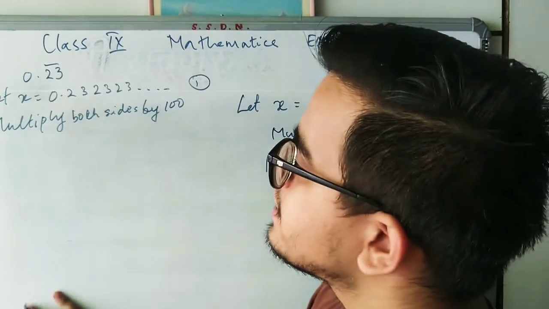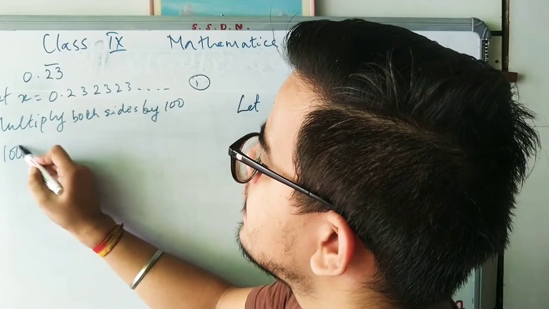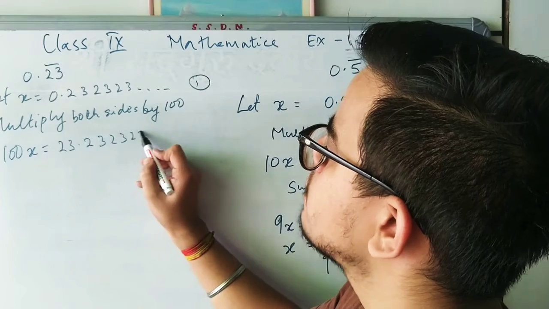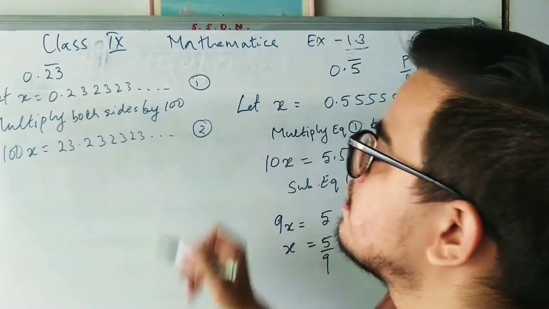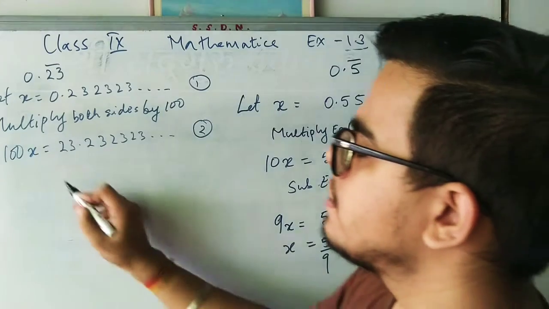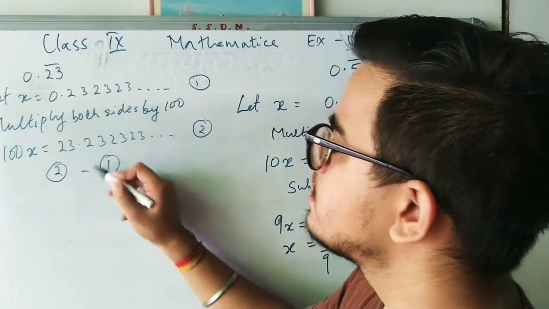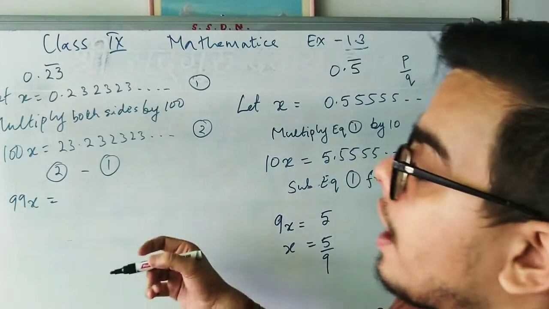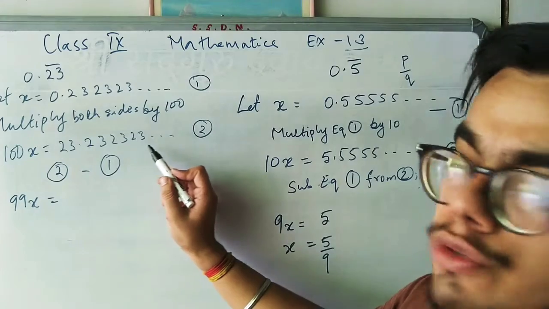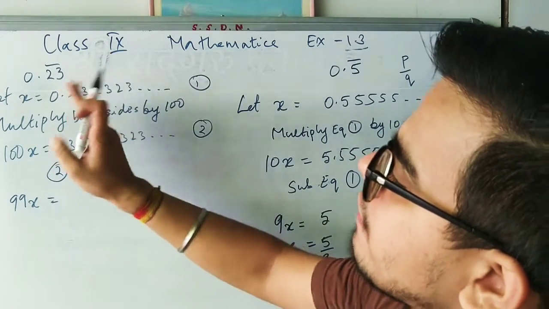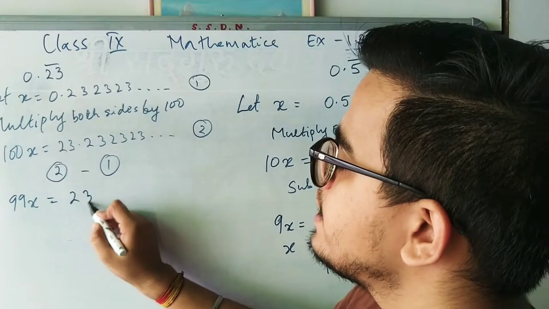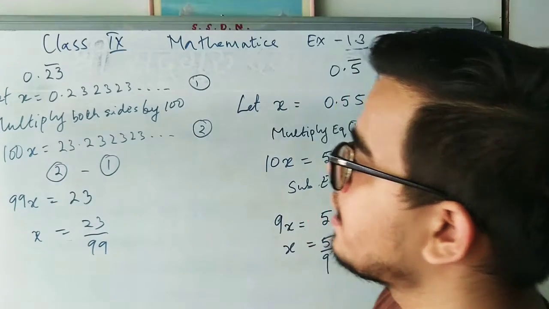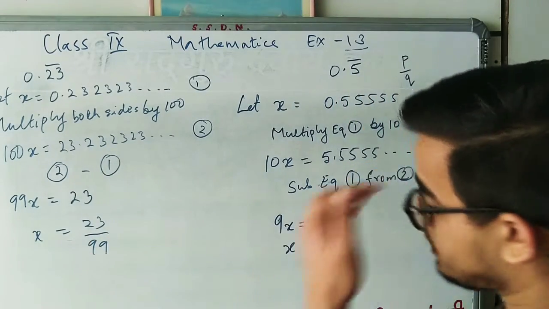On multiplying by 100, what do we get? 100x equals 23.2323 and so on. Give this as equation number 2. Now a similar process: 2 minus 1. 100x minus x is 99x, and on the RHS 23.232323 minus 0.232323, the number after the decimal is the same, so we get 23. Then you can simply write x equals 23 upon 99.